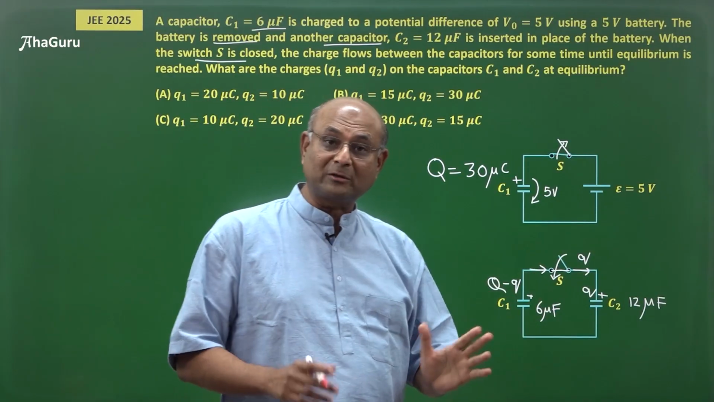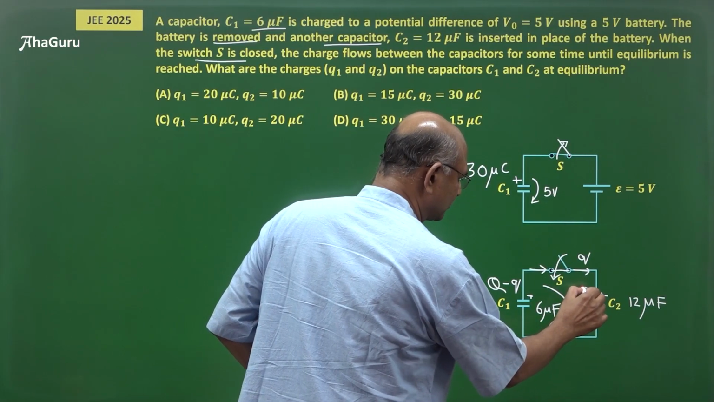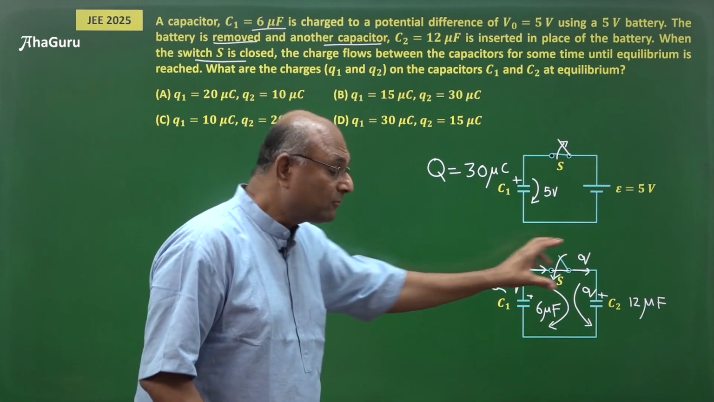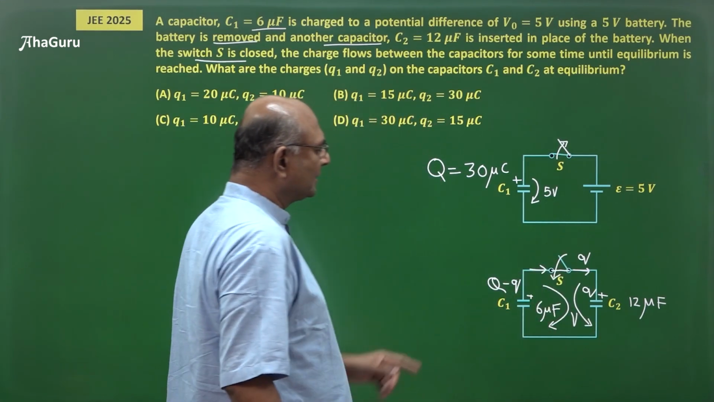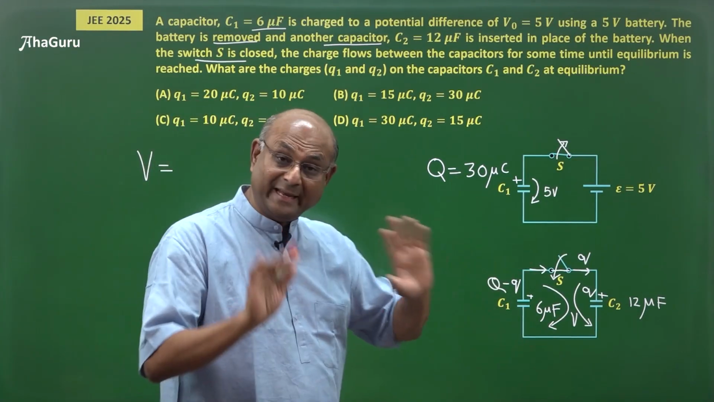So both of them are going to be equal to V. I will show you how to do that, and then later I will also show you how we can solve the same problem using equivalent capacitance. Okay, so let us say that the potential drop is V, the final potential drop.